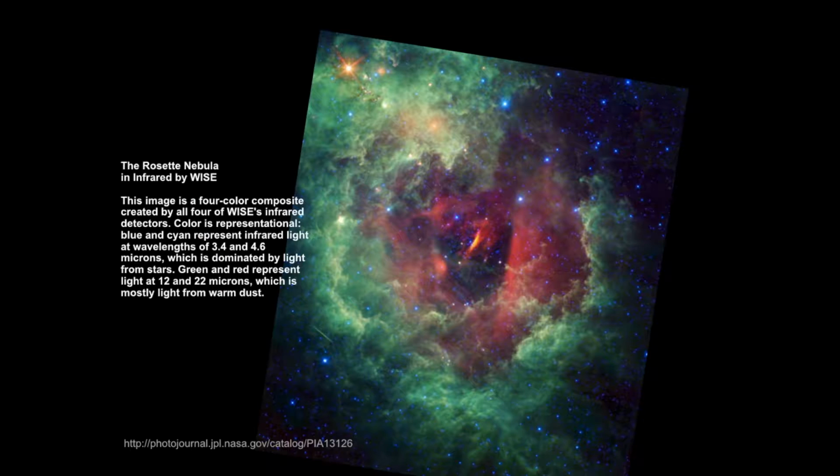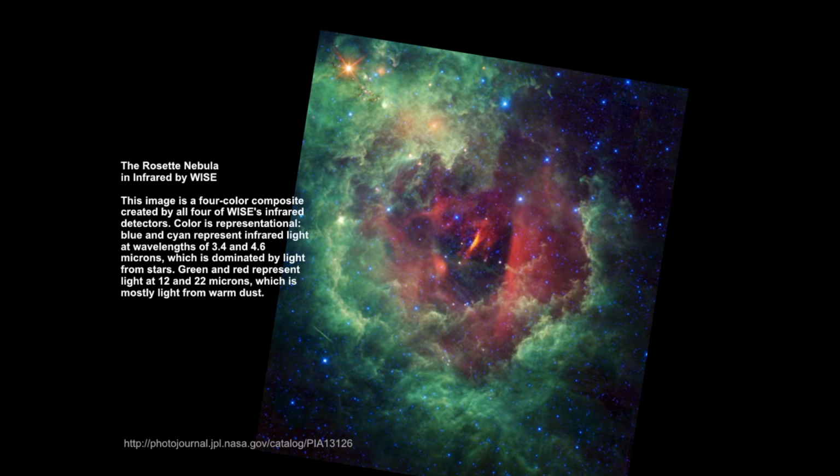This is another view of the same exact orientation, twisted a little bit, from WISE, the Wide-field Infrared Survey Explorer. WISE's infrared detectors look in the blue. The blue and the cyan are at 3.4 and 4.6 microns, actually 34,000 and 46,000 angstroms. And the green and the red represent 12 and 22 microns, or 120,000 and 220,000 angstroms. And that's from warm dust. But the blue and the cyan are from stars.